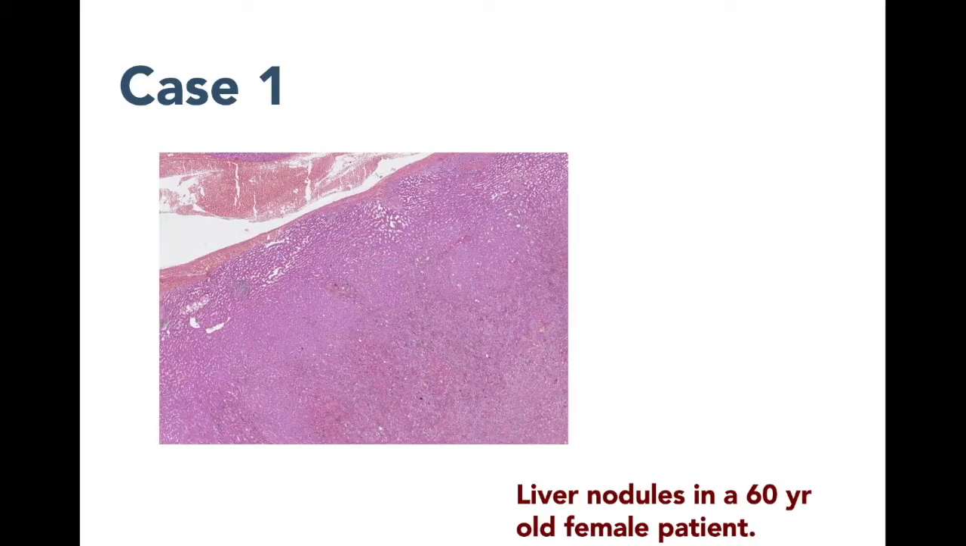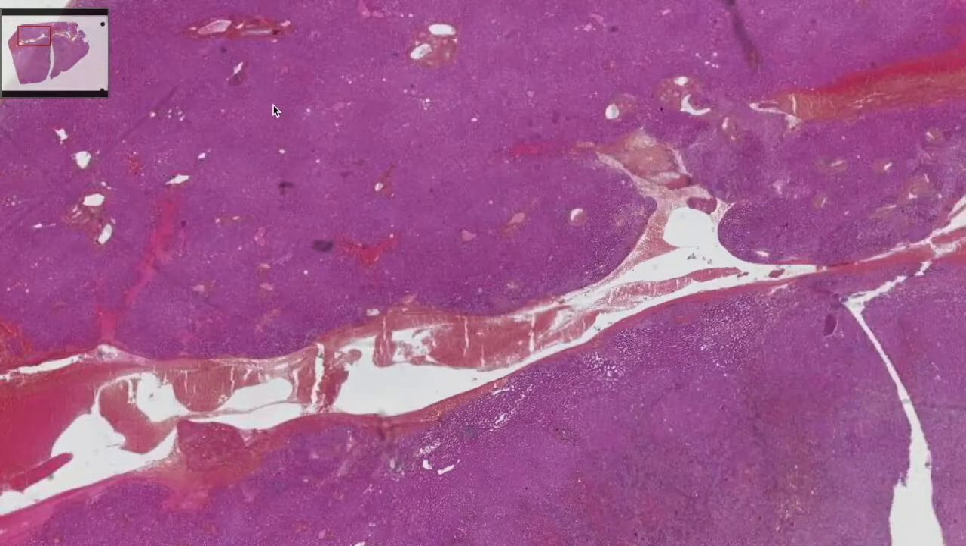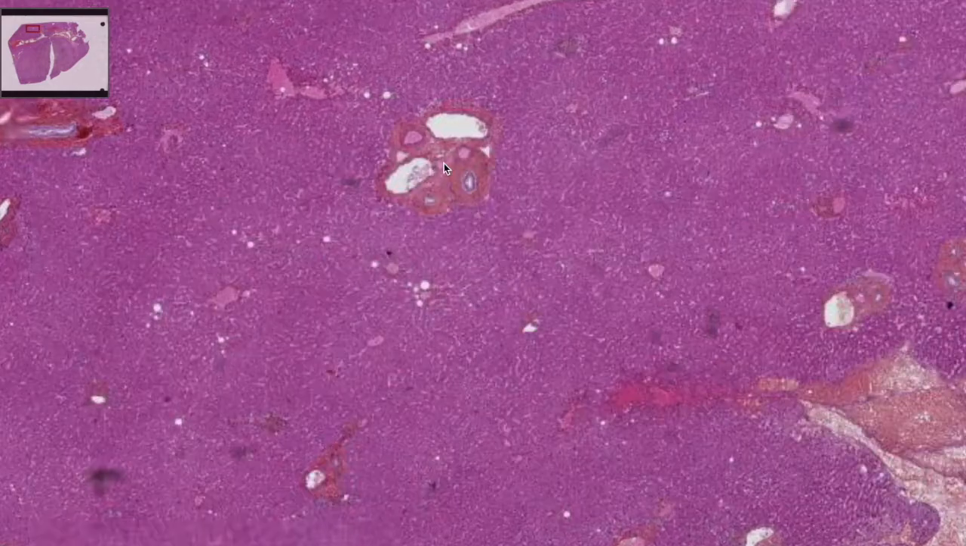Case number 1: these are liver nodules that developed in a 60-year-old female patient who consulted for abdominal discomfort. You will have a slide of one of the nodules. So let's have a look at the slide. You have here the nodule and here the adjacent liver parenchyma. We'll first take a quick look at the adjacent liver parenchyma.